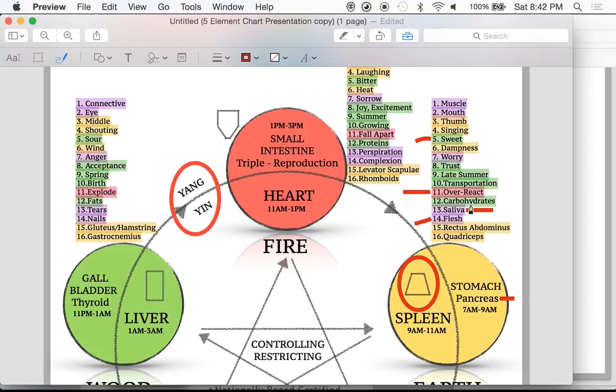So that's what you've got to understand. Be very clear on that. It's not that sweets are balancing for this, but foods that are naturally sweet without a lot of sugar content, like a carrot or something like that, are going to help nourish that.